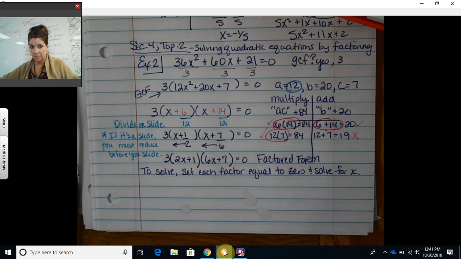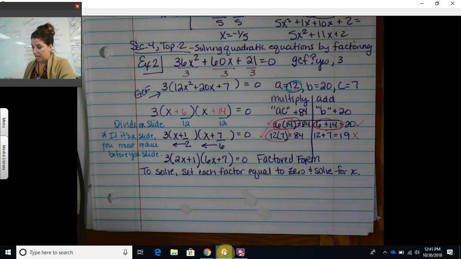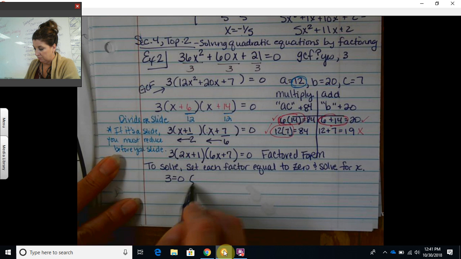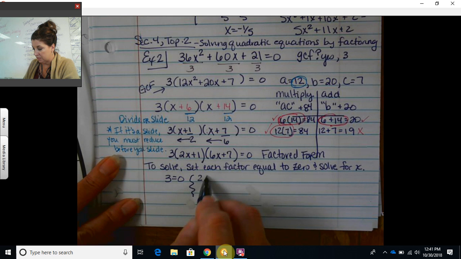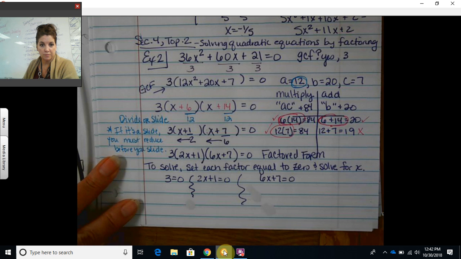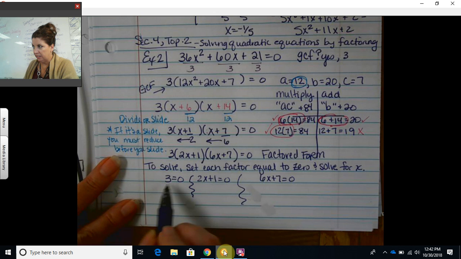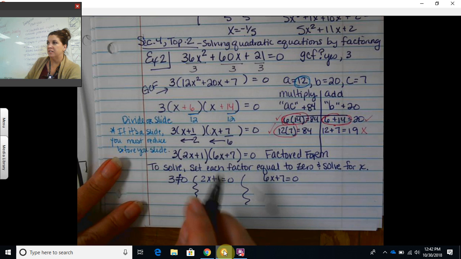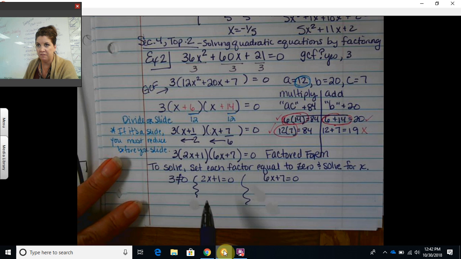Alright, so I'll set 3 equal to 0. I'll set 2x plus 1 equal to 0. And I'll set 6x plus 7 equal to 0. Now the GCF, there was no variable in that. Does 3 equal 0? No. So 3 was a factor, but when it comes to finding the solutions, it doesn't give me a solution. Okay? Your solutions are going to come from only the factors that had a variable in them.